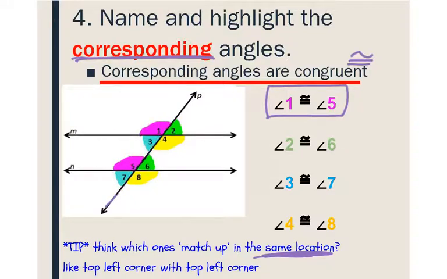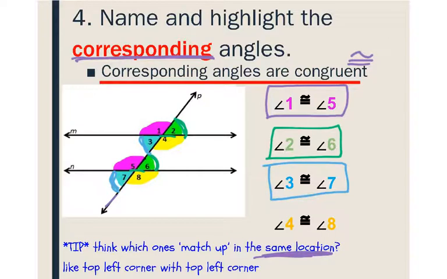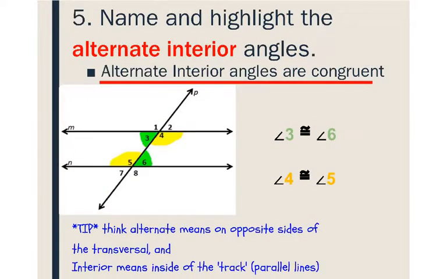And you can go on with these same relationships. Angle 2 is in the same position as angle 6 on a different parallel line. So angle 2 is congruent to angle 6 because they're corresponding angles. Angle 3 and angle 7 are in the same position on different parallel lines, so they are congruent to each other. And then lastly, angle 4 and angle 8 are congruent because they are corresponding angles. So we have vertical angles are congruent, corresponding angles are congruent.